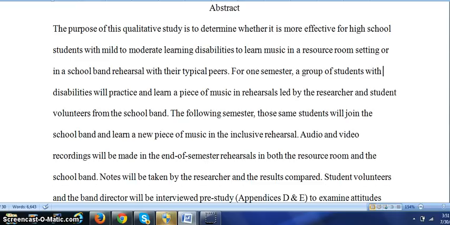And if you'll notice here in this example, you start off with explaining what type of study you have and why you are conducting the study. In this case, it says the purpose of this qualitative study is to determine whether it is more effective for high school students with mild to moderate learning disabilities to learn music in a resource room setting or in a school band rehearsal with their typical peers.